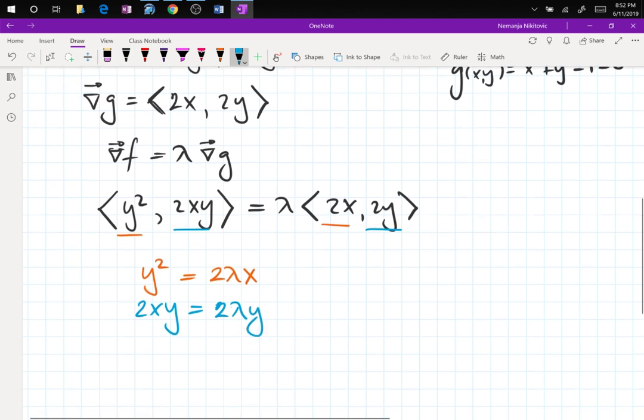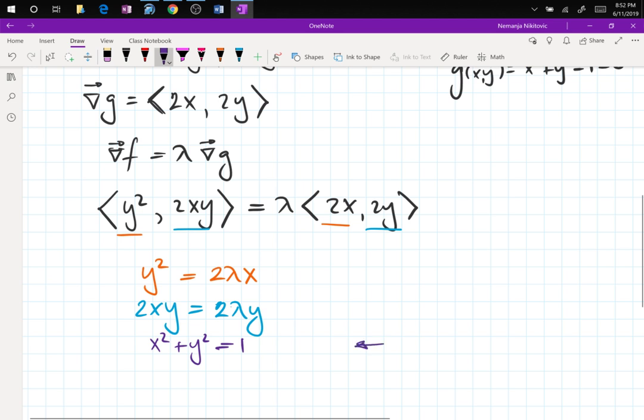And please observe that you guys have 2 equations here and 3 unknowns. So you will add the constraint into the mix as an extra equation to get enough equations for the number of variables you have. So we'll have x squared plus y squared equals 1 in the mix.